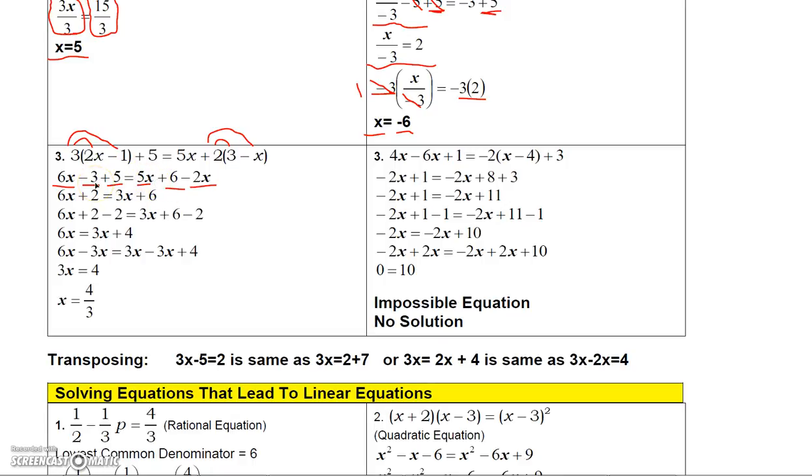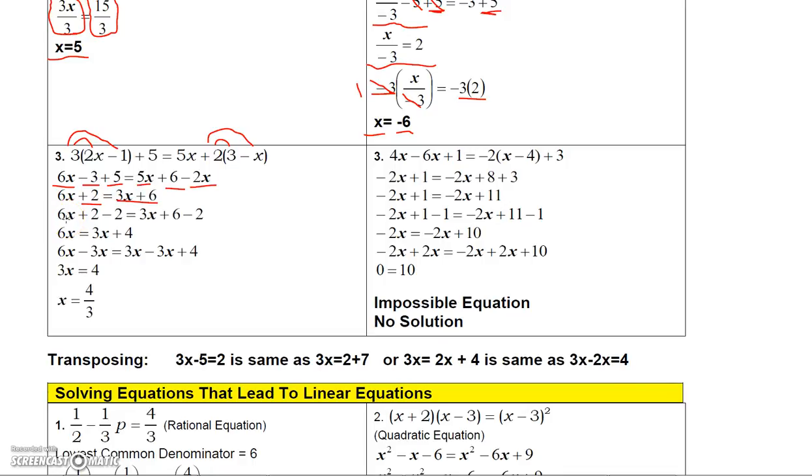Now, I also want to collect any like terms here before I move forward. So notice that -3 plus 5 can be combined together to give 2. And then just bring down my 6x, and I have 6x plus 2. Over here, I have 5x minus 2x, which is 3x. And then, of course, bring down my 6, and I get 3x plus 6.